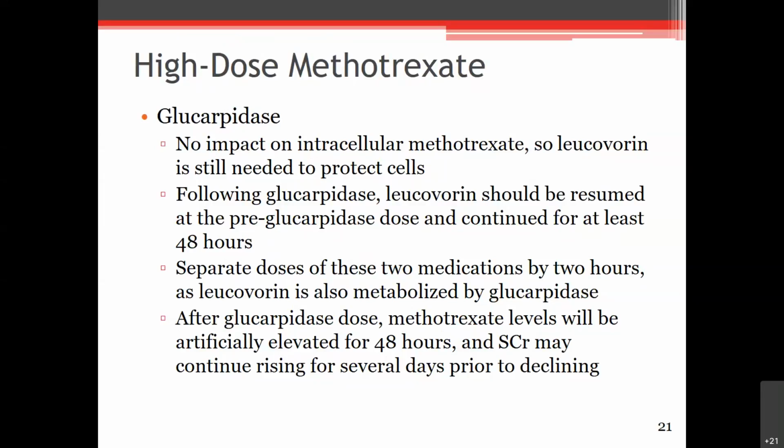You'll also see that the creatinine can continue rising for several days after glucarpidase. And the reason for that is that the renal damage is already done and the glucarpidase itself is not actually going to reverse the renal damage, but instead is going to help get rid of the remaining methotrexate in the body. So it may take the patient some time for their kidneys to recover.